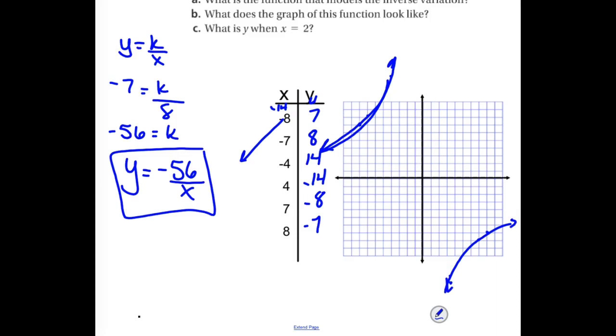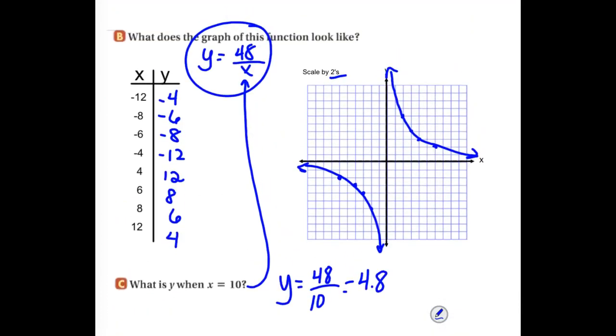Now I want you to compare the two graphs that we've done. In this graph, we had a negative k value, and we were in quadrants 2 and 4. On the other one, we had a positive k value, and we were in quadrants 1 and 3. Okay? So you should know just by looking at the equation which quadrants your graph should land in. It's always going to be in opposite quadrants, so 1 and 3 or 2 and 4. Okay?